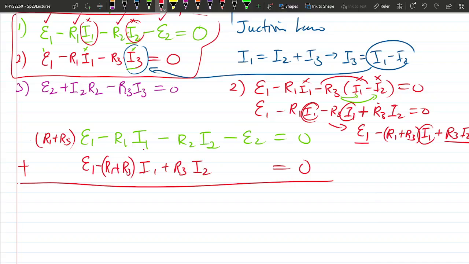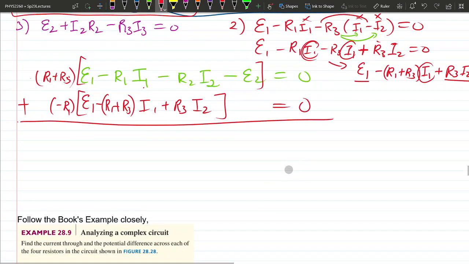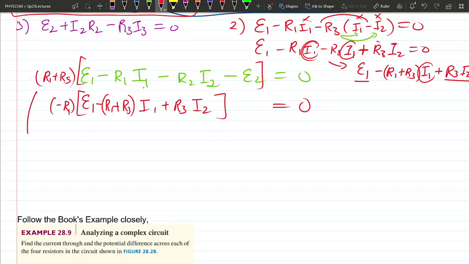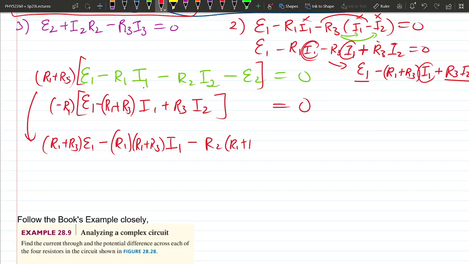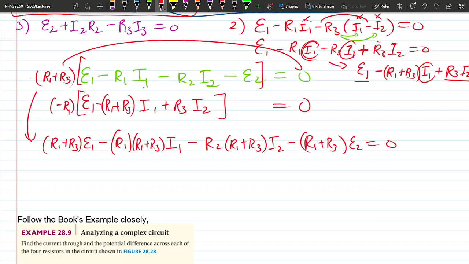I'm going to multiply the top equation by R1 plus R3, and then multiply the bottom by R1, in big brackets. Why am I doing this? We'll see. If we bring this over before we add them, this is going to be R1 plus R3 times EMF1, minus R1 times R1 plus R3 times I1, plus R2 I2, plus R1 plus R3 times EMF2 goes to 0. Maybe this is not the most efficient way, but it's systematic at least. Anything times 0 is still 0, so we're good with that.